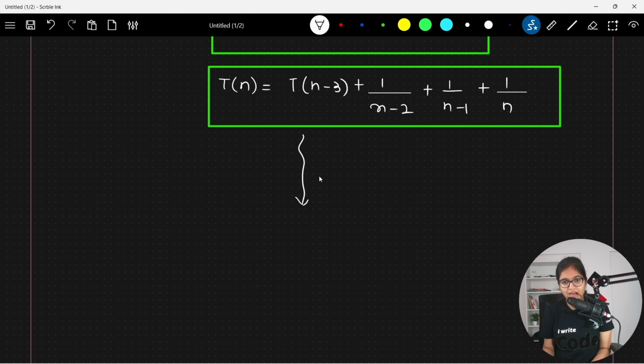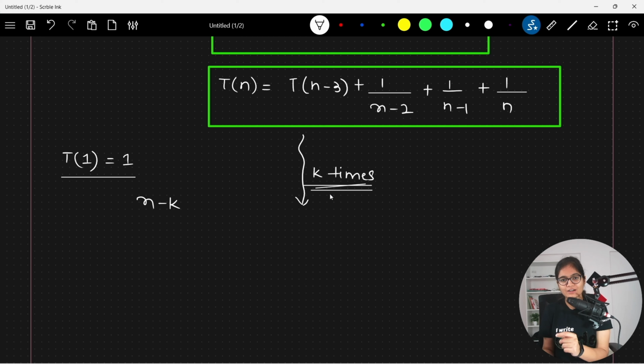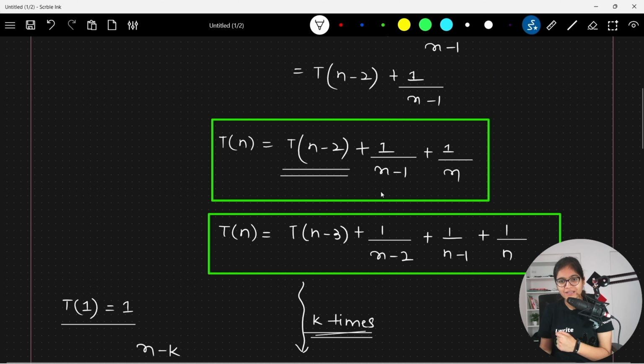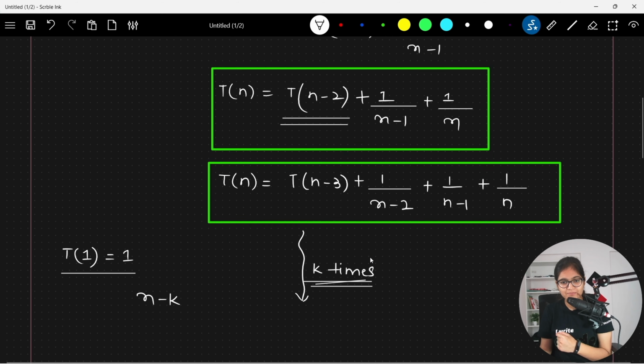So suppose we are doing the same task until k times. Here, I know the value of t of 1, which is equal to 1. So we can say that I will do the same task until n minus k times. When we are doing the same task k number of times, it's like when we are doing 2 times, n minus 2, 3 times, n minus 3.